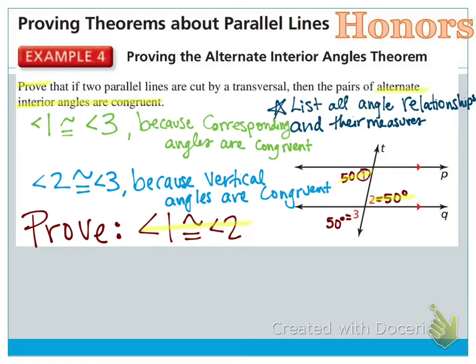You'll be given 3 angles. I would start the problem by putting prove, figure out what you're trying to prove. We were trying to prove alternate interior angles are congruent, which were 1 and 2 in this case. And then you list the angle relationships as well as their measures. Question about this one? We do practice it again tomorrow.